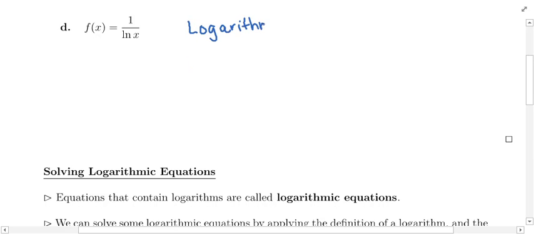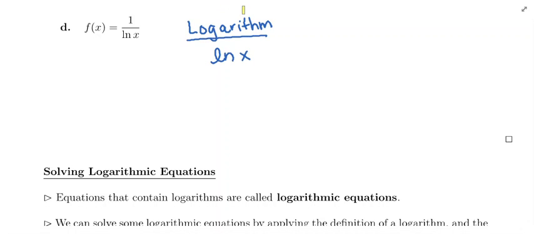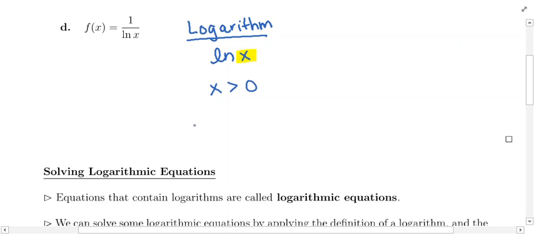Here the logarithm is just the natural log of x. It's base e, that's irrelevant. What do you need to do? Well, the rule for finding the domain of a logarithmic function is to take the quantity that you're taking the logarithm of, here it's just x, and set it greater than 0. So from just looking at this, you can only plug in positive x values.